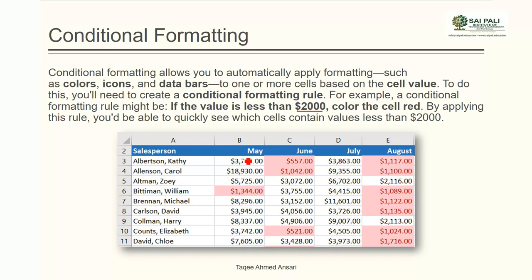So what can you do? We can use this conditional formatting rule. We create a rule like any cell which is less than 2000 should be colored red. So all the cells which contain a value less than 2000 will be formatted into red color. And then we can easily detect which cell has a value less than 2000.